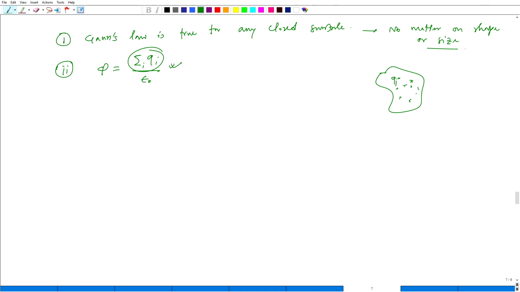So in the next class we will discuss some applications of Gauss law and how to use symmetry to calculate the electric fields.